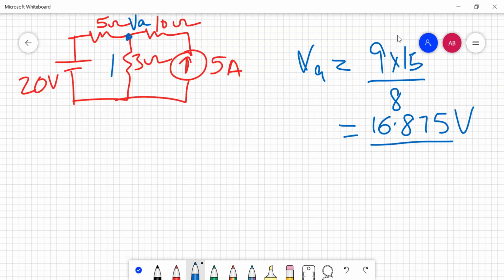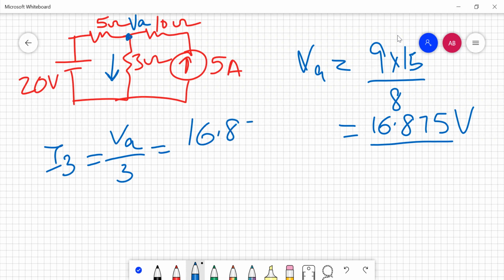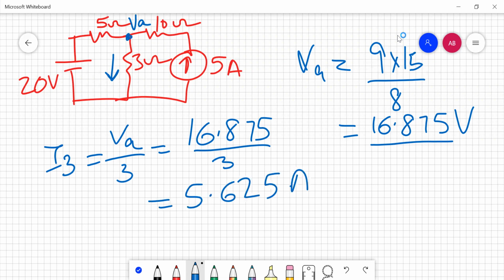So now I want to know the current in this branch. It will directly be equal to VA divided by 3, which is the value of the current I3. So that is going to give me the value 16.875 divided by 3. That is again coming out to be the same as we calculated in our previous method. The question is the same and the answer in the 3 ohm resistor is also the same.